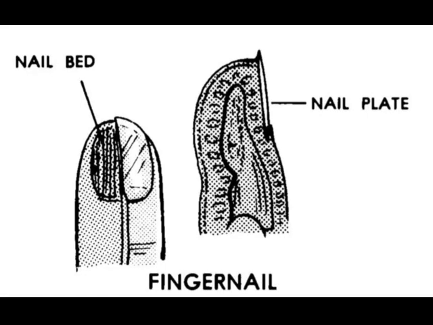Nails are found on the ends of the digits, the thumbs, fingers, and toes. Nails help to protect the ends of these digits. Each nail bed is attached to the top of the terminal phalanx or bone of each digit. The nail itself is made up of cornified or hardened outer cell layers of the epidermis. The nails grow continuously from their roots.